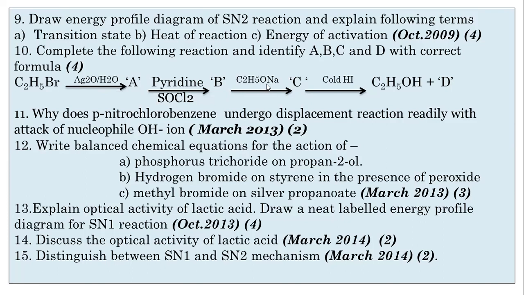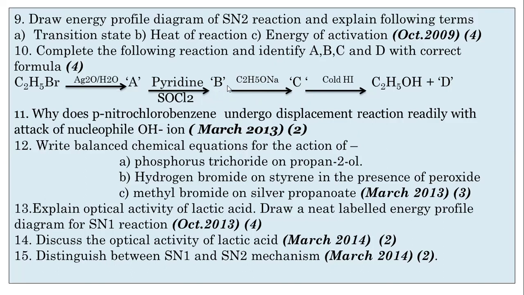This ethyl chloride again reacts with C2H5ONa. That is sodium ethoxide or methoxide? Anyone can tell me. This is C2H5ONa. What is the name of this compound? Tell me. Sodium ethoxide. Sodium ethoxide is the name of this compound.